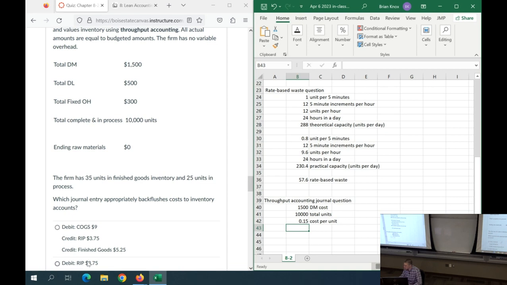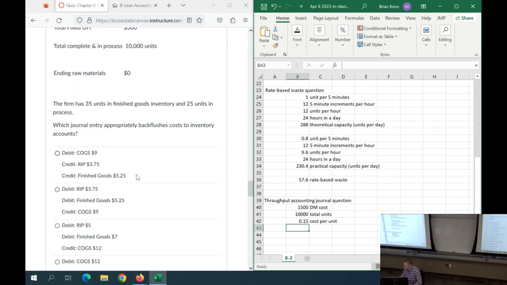Okay, and we have the RIP. The debit to RIP here is going to be the 25 units in process for the IP portion, plus the $0 for the portion. So I'm just going to include the IP portion, since I said verbally that we don't have to worry about the $0. 25 units in process times 15 cents. So that is the RIP debit.